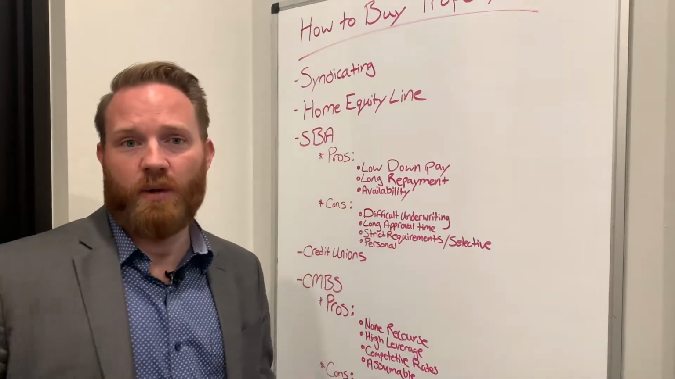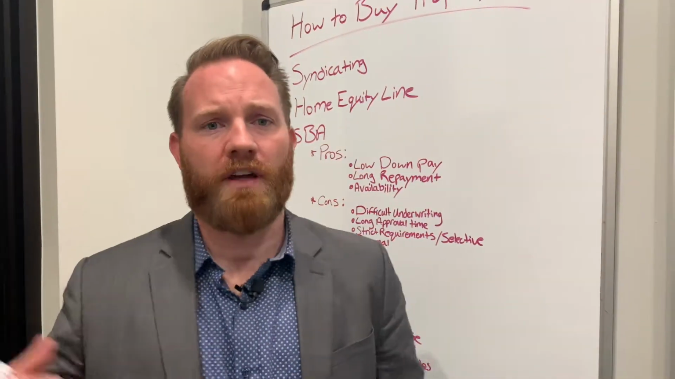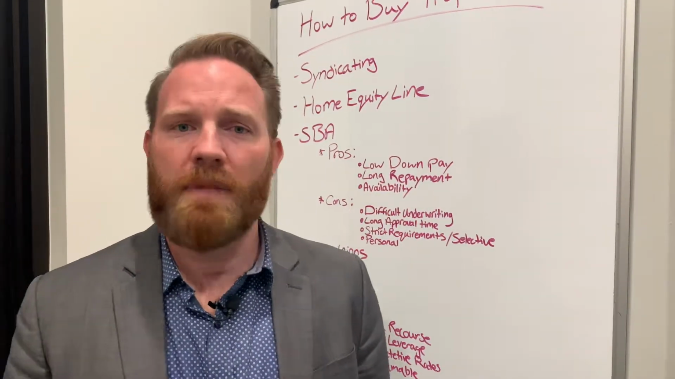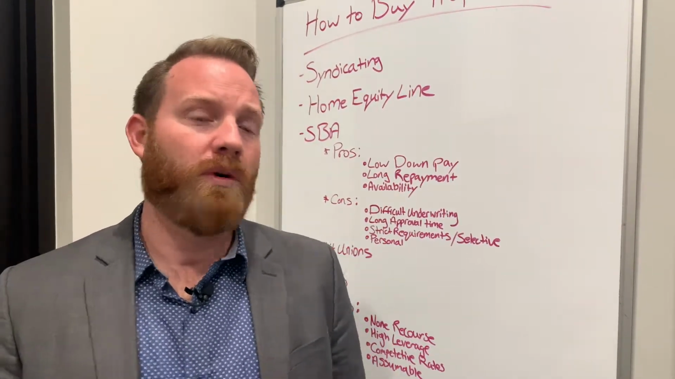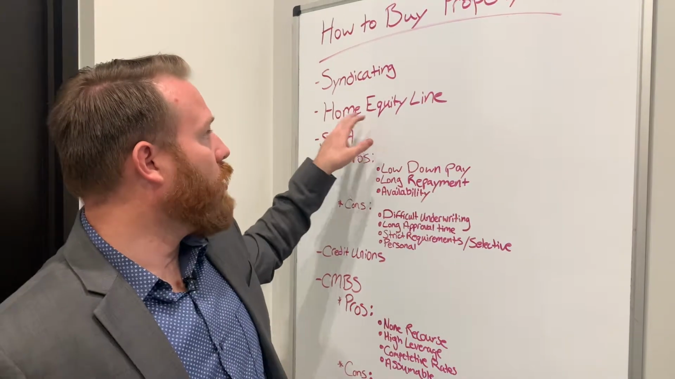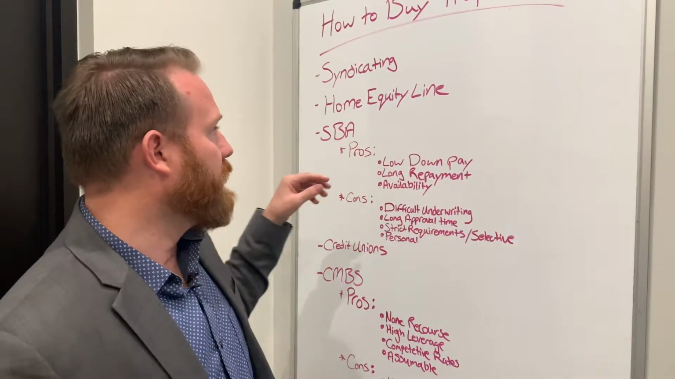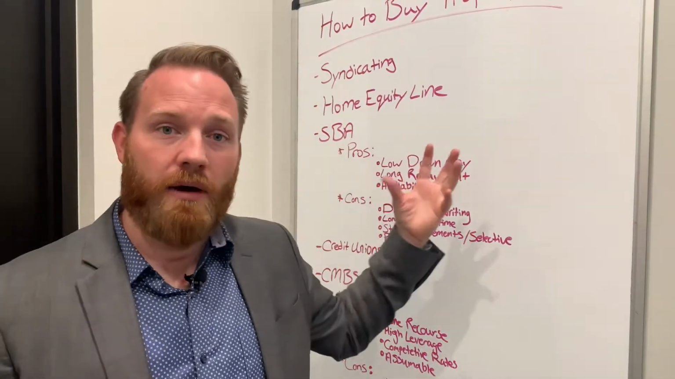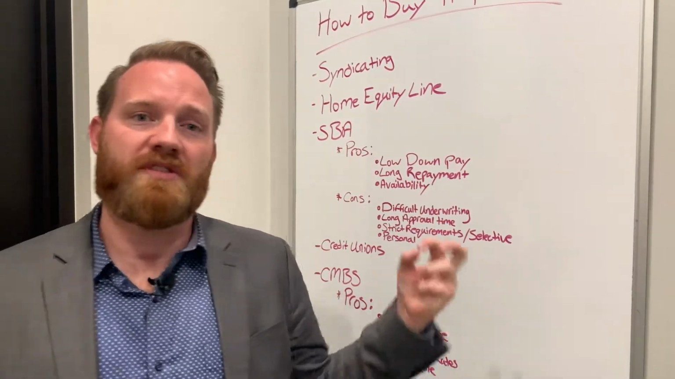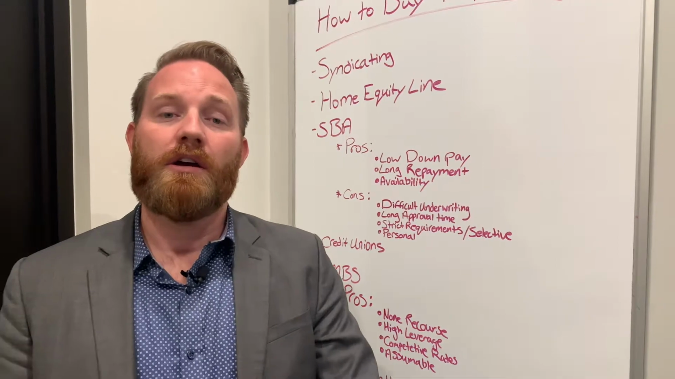Next thing is a home equity line. So if you own a home and it's appreciated over the last 10 years, like many people's homes have, you can pull what is called a home equity line, okay? We call them HELOCs too. And that's a line of credit that you can go out and pull the funds from and use that to go and acquire a property.